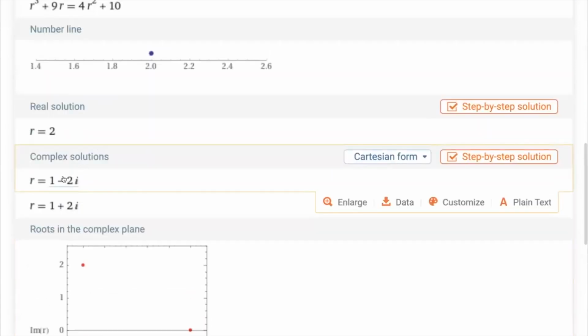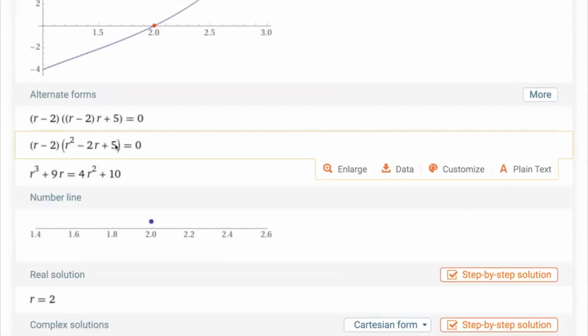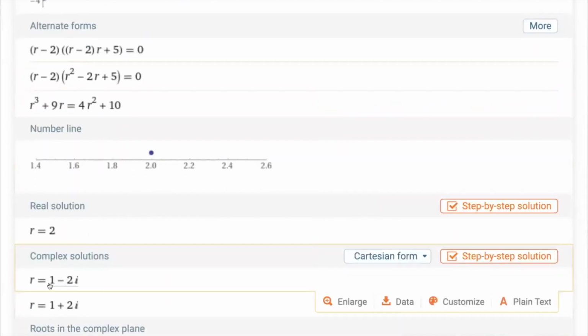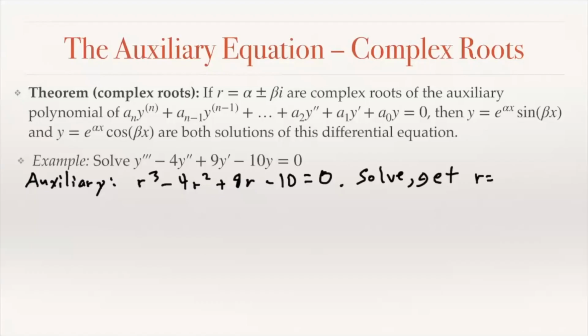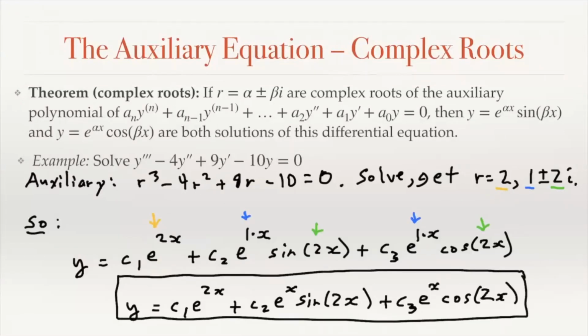One can use the quadratic formula on r squared minus 2r plus 5 and find the other solutions. Wolfram Alpha also does that. It looks like if one uses the quadratic formula on this part here, the r squared minus 2r plus 5 part, one gets 1 plus or minus 2i. So if we solve this, we get that r is 2 and also 1 plus or minus 2i. So what's our general solution?